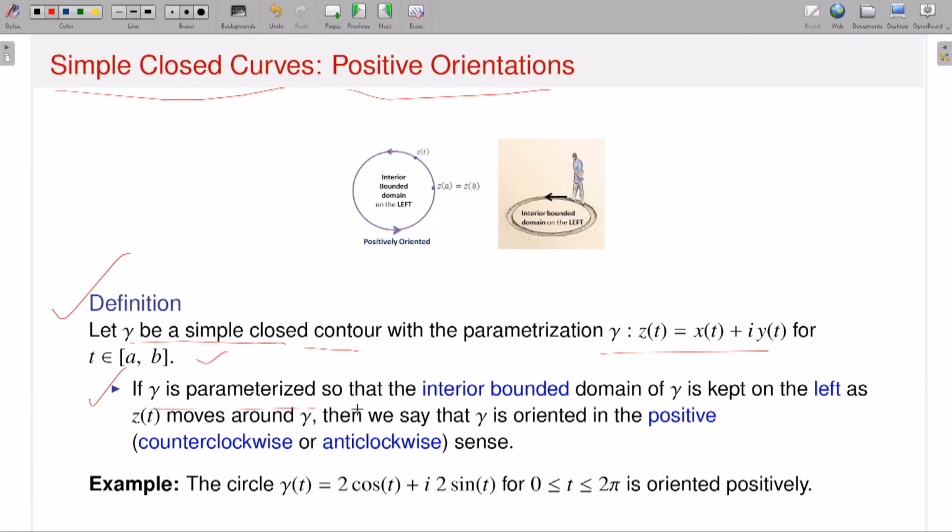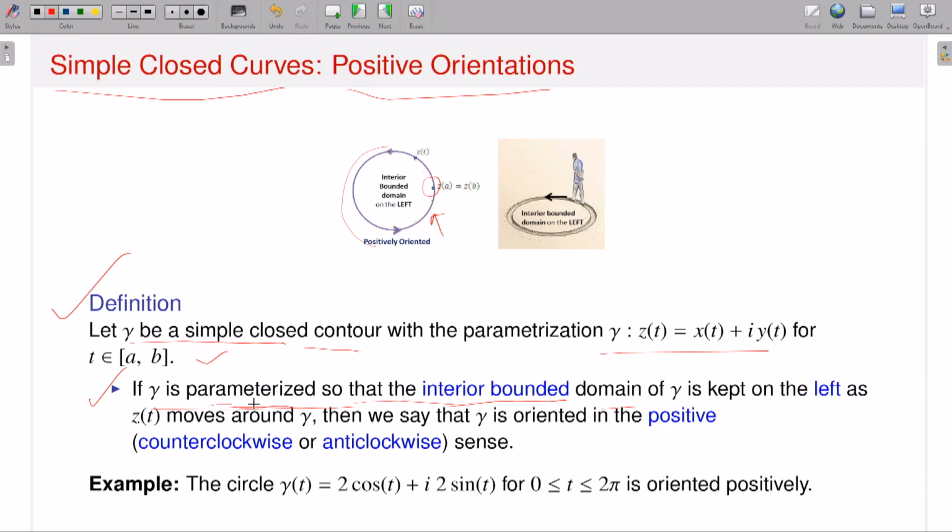Now, I need the orientation in such a way that gamma is parameterized so that the interior bounded domain is on the left. Suppose this is my curve. I start with z_A and move in these directions and end up with z_B. Because it is simple as well as closed, there should not be any cross, and z_A is equal to z_B, because this is the definition of a closed curve. Simple means there should not be any cross. So if gamma is parameterized in such a way, it will automatically give an orientation, and that orientation has some special properties.